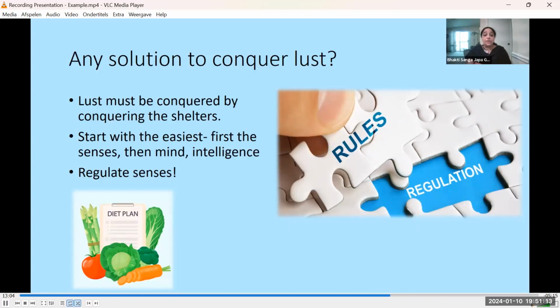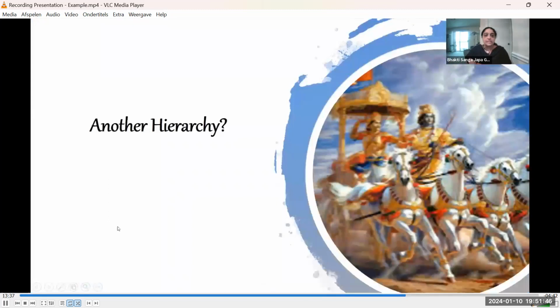Just like if you have diabetes or any medical condition, you're given a diet plan so that you can regulate your senses and the functions in your body can be controlled. Or you want to lose weight, you go to a dietitian who gives you a prescription of what to eat and what not to eat. That way, the senses become controlled, and because the senses are controlled, eventually your health is also under control. So similarly, the first thing that we should do is start regulating the senses.